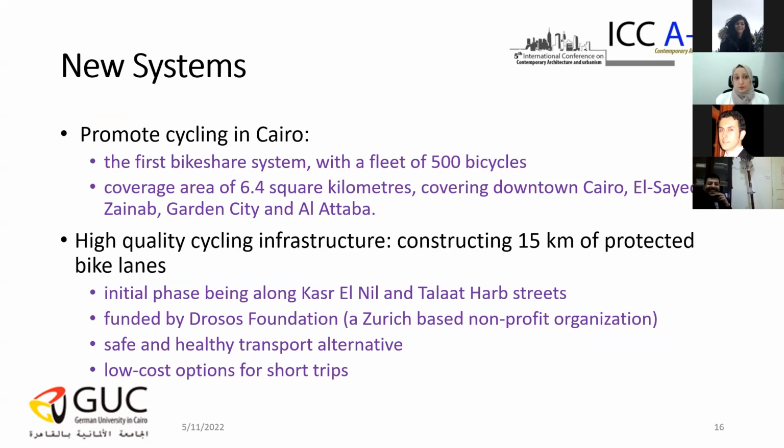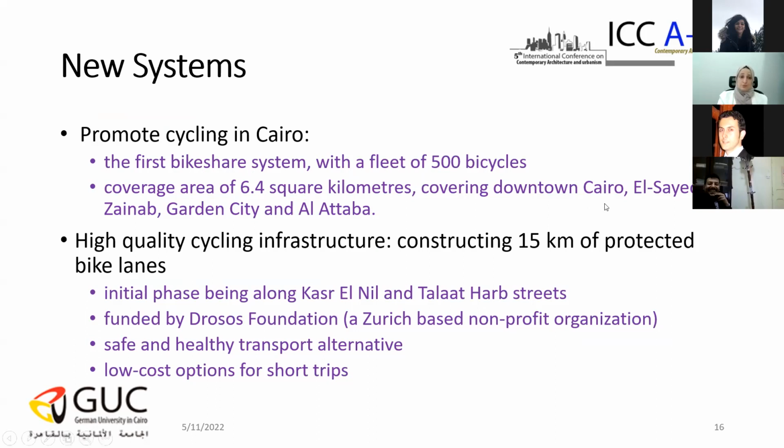non-motorized modes of transport. As an example, in Cairo, currently we have a project funded by Truss Foundation, which is from Zurich, and it's a non-profit organization. It has to promote cycling in Cairo. The first item they are going to use is bike sharing system of 500 bikes in an area of 6.4 square kilometer downtown, which is the most congested area in Egypt.